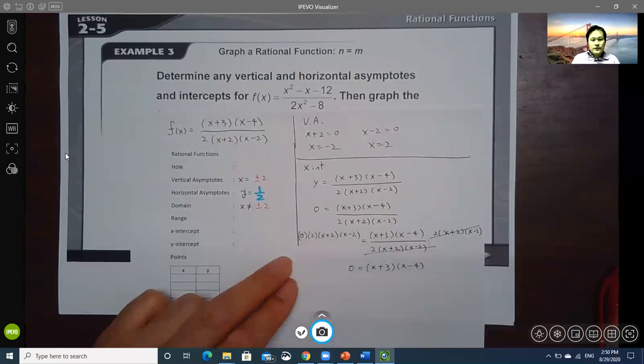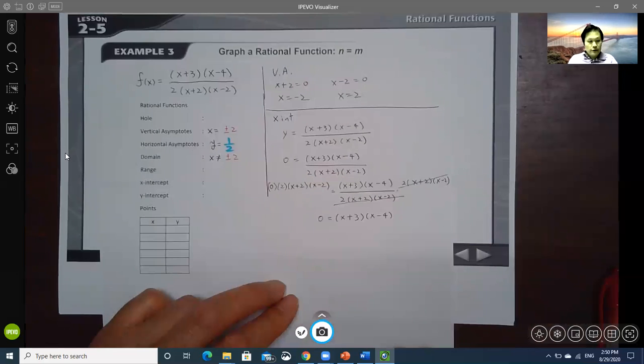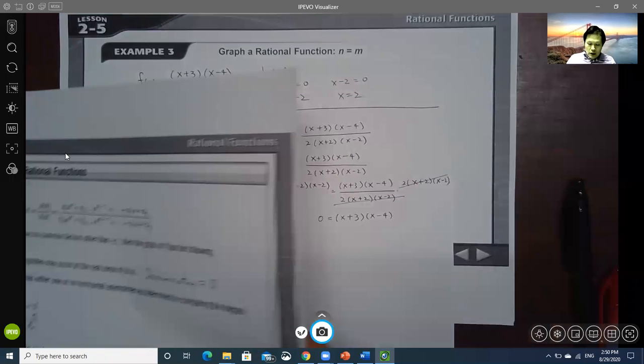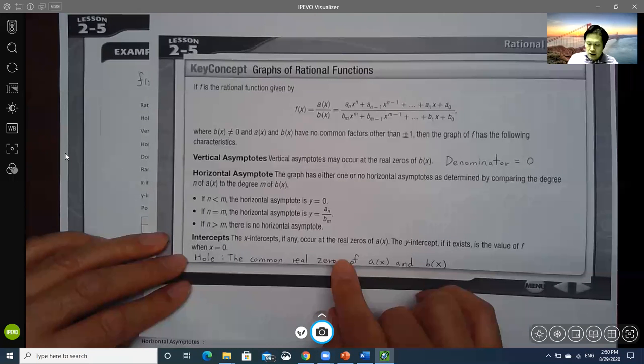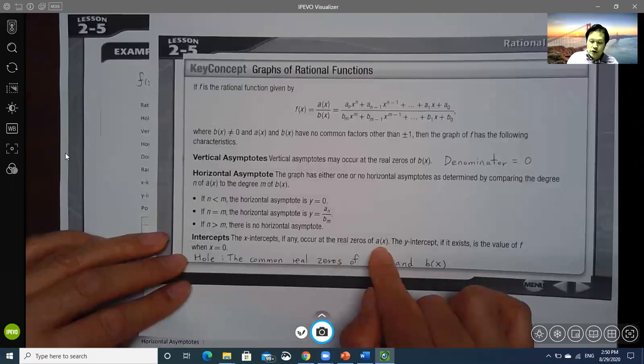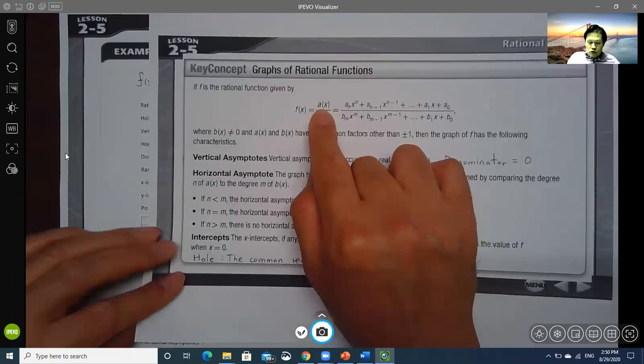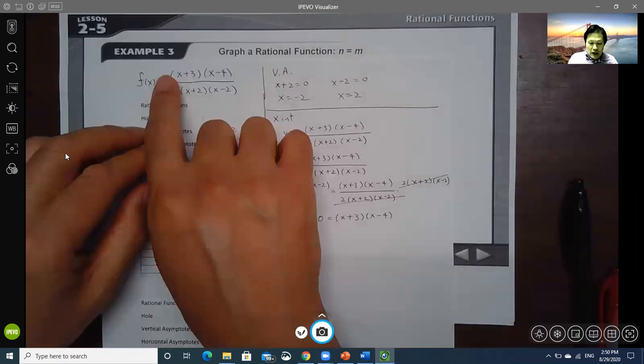And you can save some time and effort if you remember this shortcut. Whenever you try to find the x-intercept, you're finding 0 equal to numerator. Numerator, let that equal to 0.